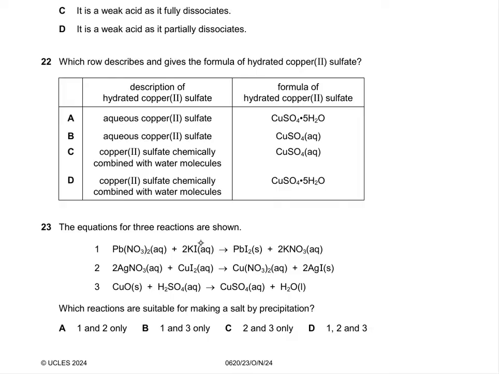Which row describes and gives the formula of hydrated copper sulfate? Hydrated means that something is chemically combined to water. So the description of hydrated copper sulfate: is it aqueous? No, it's not aqueous. It's chemically combined to water. So the answer would be C or D. So of course it's not aqueous. So it will be D, as it is chemically combined to water. Aqueous means that the substance just contains water. It doesn't mean that it's chemically combined to water. So the answer here would be D.